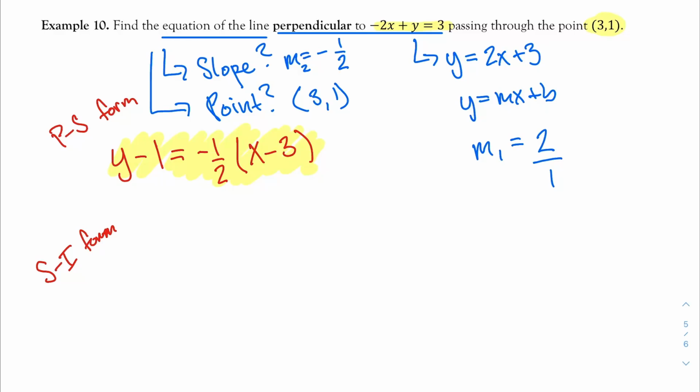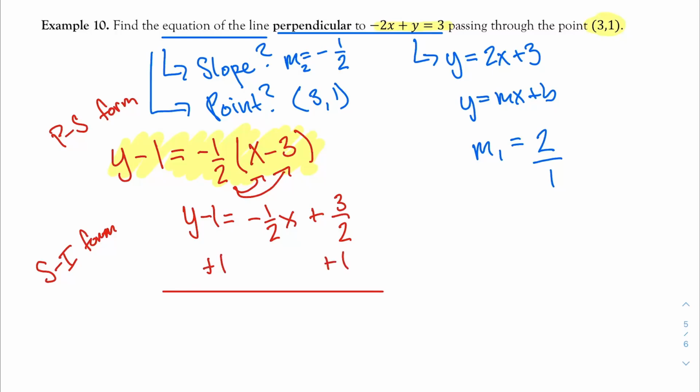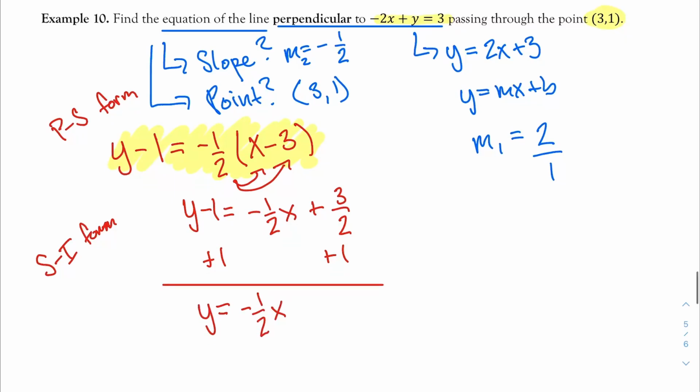So we know to go from point-slope form to slope-intercept form, I just have to solve for y. We do that by distributing my slope and multiplying it. That is, if I take negative 1/2 and multiply it across, I get negative 1/2 x plus, because a negative times a negative, 1/2 times 3, I get 3/2. Now I just add 1 to the left and right, and I'm left with y is equal to negative 1/2 x, and then 3/2 plus 1.